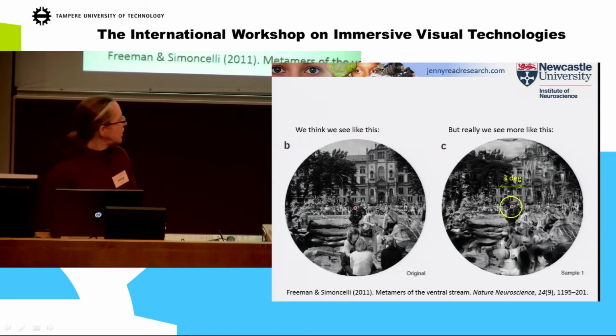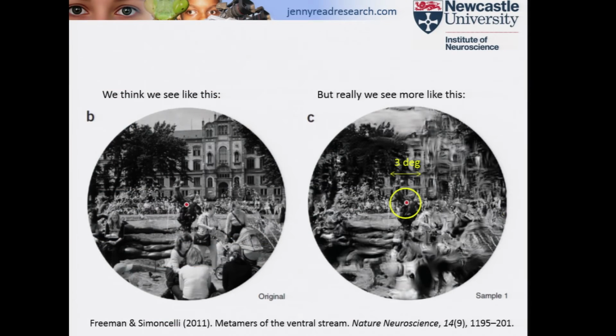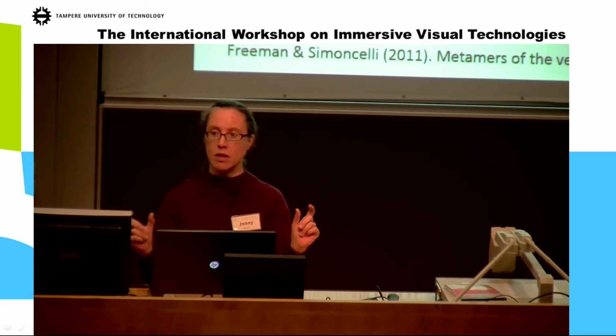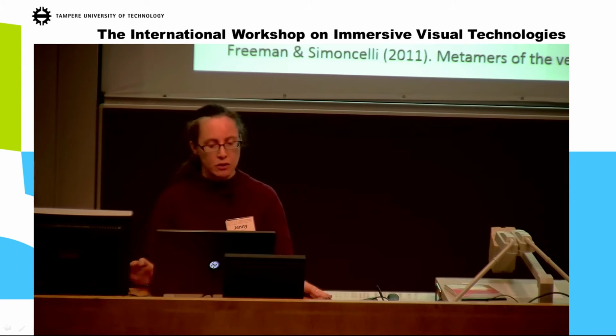So the idea is that these are called metamers. A metamer is a word meaning things that you can't tell the difference between. Okay, so you might have come across that in the context of colour. We can't tell the difference between a single wavelength orange light and an appropriate mixture of red and green. They both look orange to us, and we can't tell the difference.